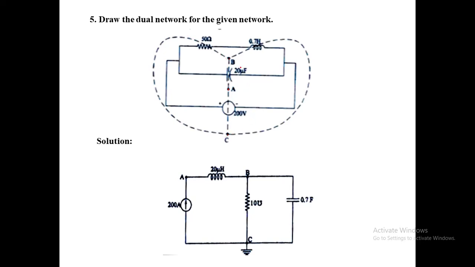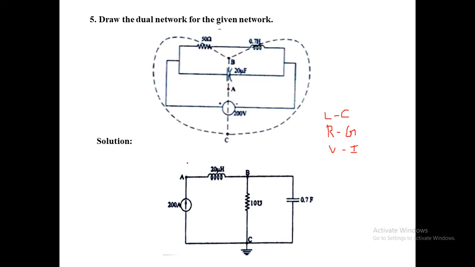Next, we have to convert this circuit into dual network. For that, the conditions are: inductance is converted into capacitance, and capacitance is converted into inductance. Next, resistance is converted into conductance; the symbol is same but the unit is different. This unit is ohm, conductance unit is mho. And then voltage is converted into current, then series is converted into parallel. This is the basic concept.